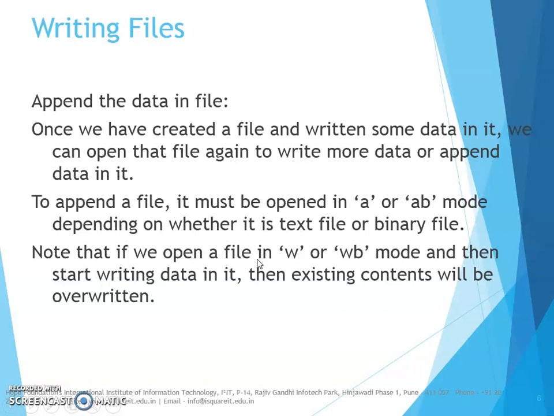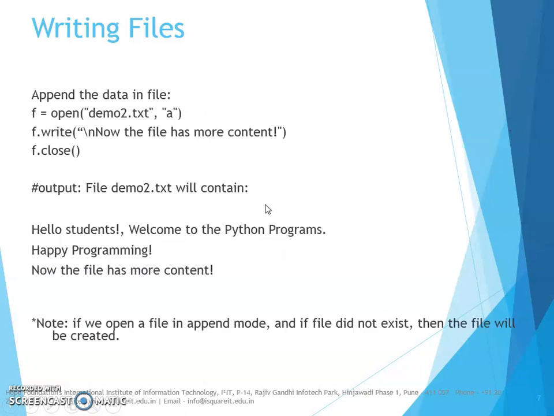If we try to open the file by using w or wb mode, then instead of appending, the data will be overwritten on the existing contents. So, if we want to append the data, we have to open it in append mode. And if we want to freshly write data in a newly opened file, then we can use w as the access mode. So we'll take an example of appending the data.